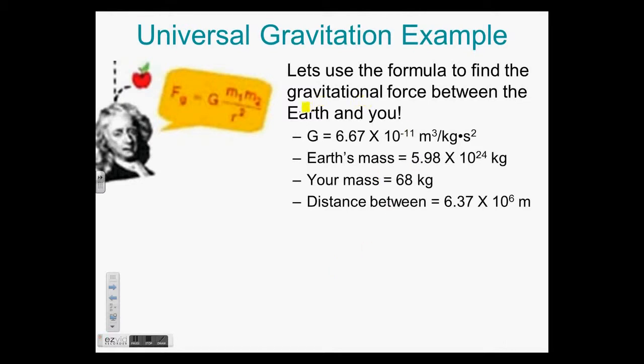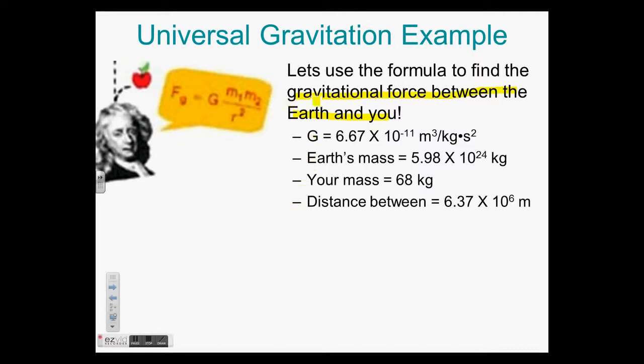Now, we could do an example. I'm not going to spend the time doing an example, but if you want to try one, here is an example you can do. These numbers are for the gravitational force between the Earth and you. The gravitational constant is constant, obviously, this number. The Earth's mass is about 5.98 times 10 to the 24th kilograms. Your mass is about 68 kilograms. And the distance between you and the center of the Earth is about 6.37 times 10 to the 6 meters.